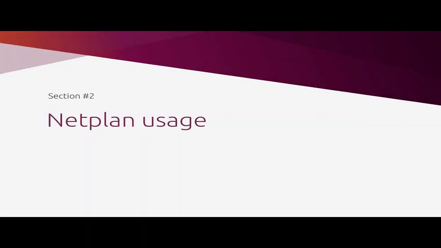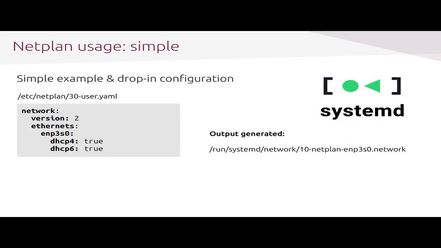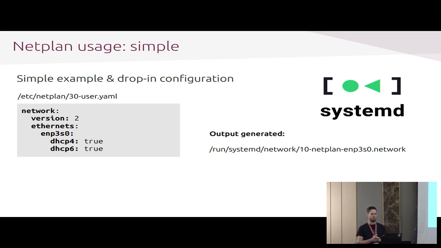So let me show you how you could actually use Netplan on a real system. We will start off with a simple example. Let's consider we have a user that wants to just bring up his Ethernet interface with DHCP. And so he puts a user.yaml file into /etc/netplan. It could have any name, but we just call it 30-user.yaml. And what it is, it's a network config file of version 2.